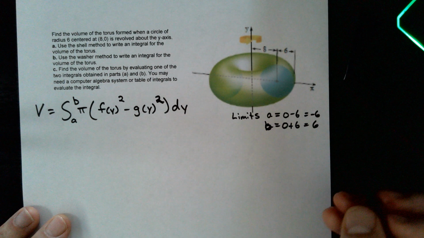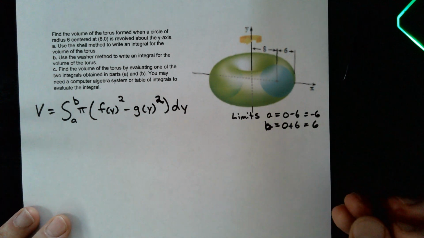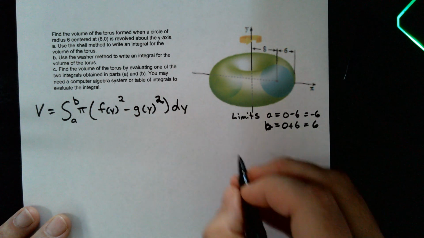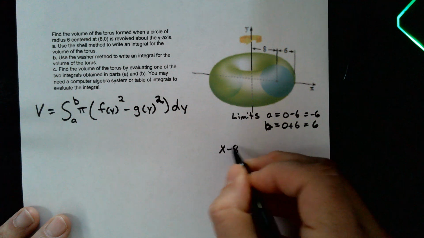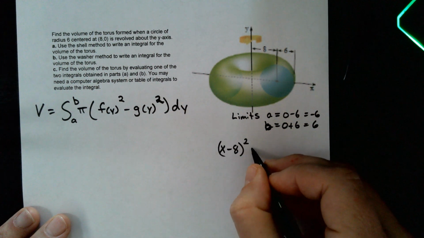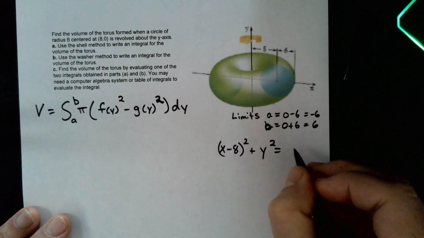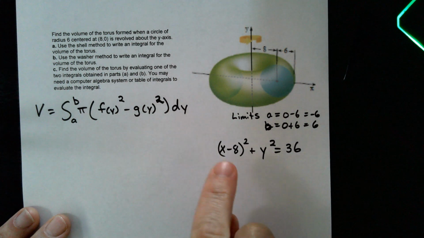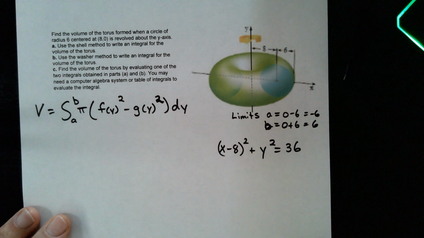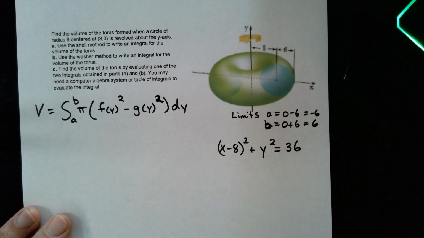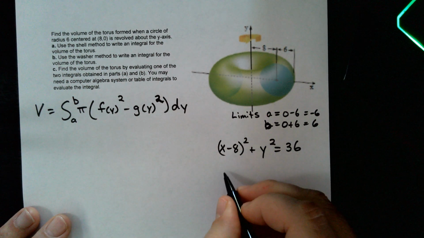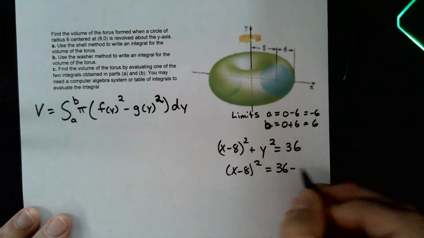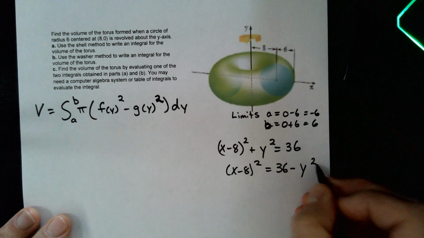Now for the function, it's still going to be a circle centered at (8, 0), so it will be (x minus 8) squared plus y squared equals 6 squared, which is 36. This time we're going to solve for x because we're dealing with functions of y, so we need to get y over here. Let's move that y squared over. So (x minus 8) squared equals 36 minus y squared.